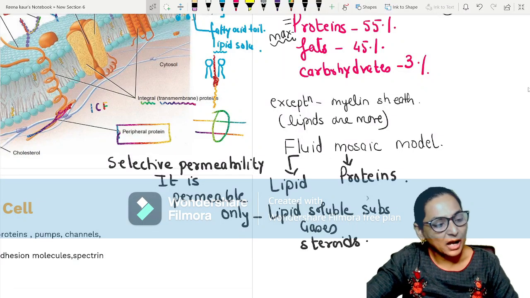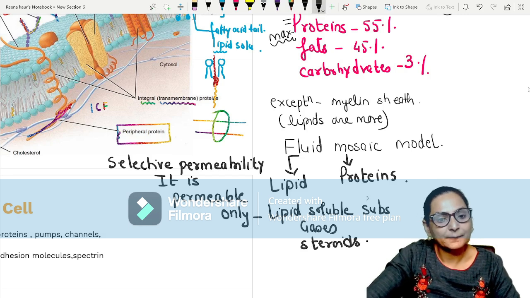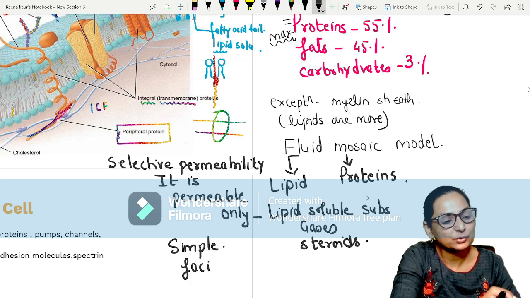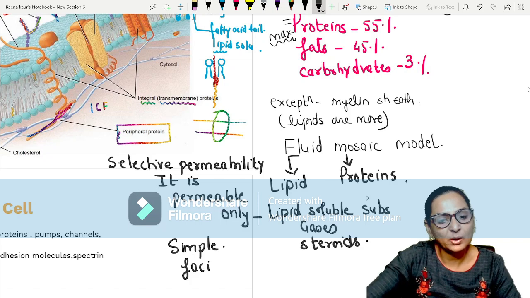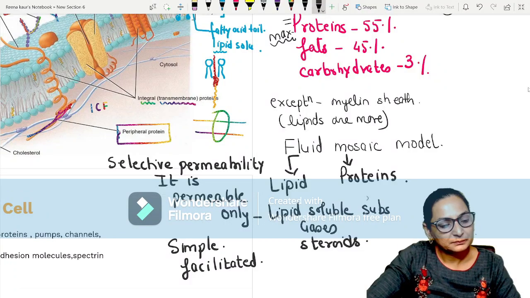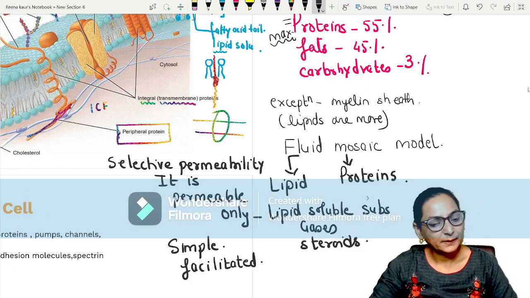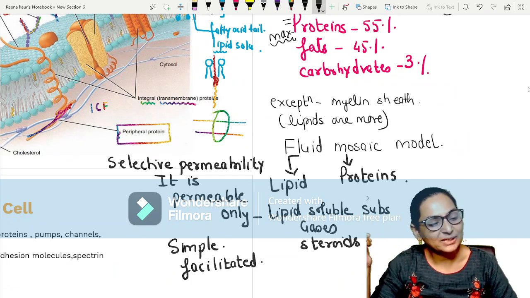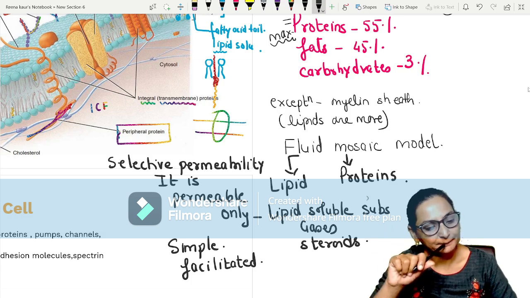So if I just tilt the question, lipid soluble substances will show what type of diffusion? Simple diffusion or facilitated diffusion? What will be your answer? Simple or facilitated? You can correlate this with your transport. The cell membrane or the lipid soluble substances, they show which type of diffusion, simple or facilitated? What will the answer be? Uttam, Shruti, Akansha, Muskan?